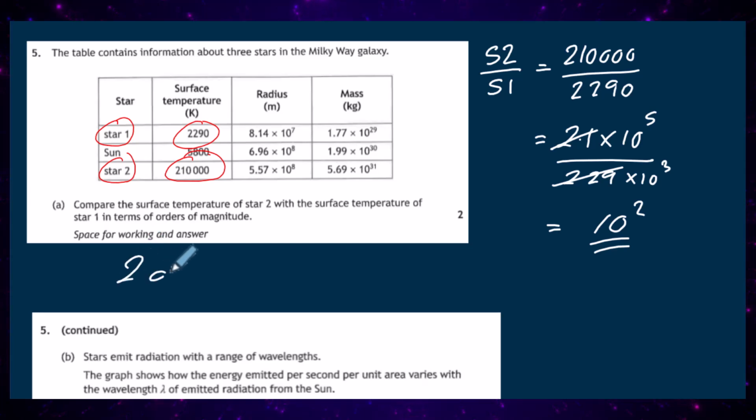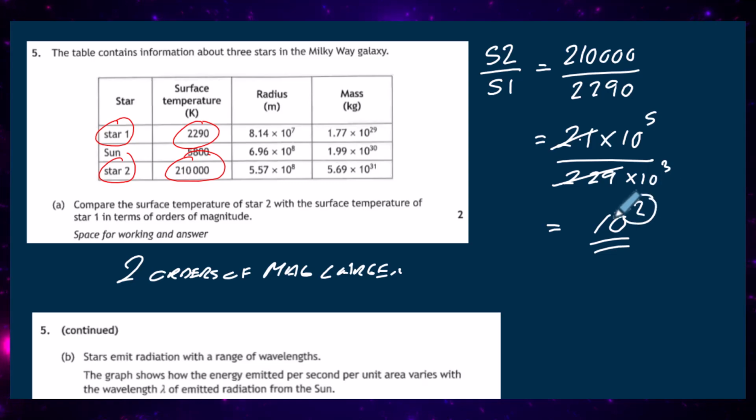So we say 2 orders of magnitude larger. And we get that from the actual power, 10 to the power 2.